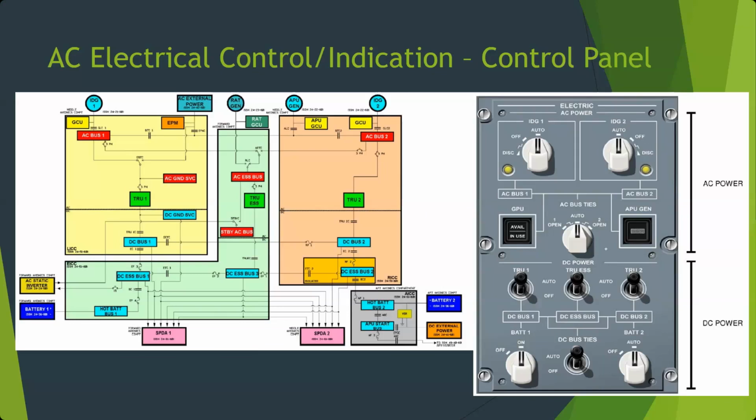AC bus ties: there are a few of these bus tie contactors that can be controlled using this dial right here. Normally it's in auto, but if for some reason you need to disconnect the bus from the other side, you pop it to the open position, it trips the bus and separates them. We have an APU generator as well. Here's our APU generator. That, again, can feed into either main bus 1 or bus 2.